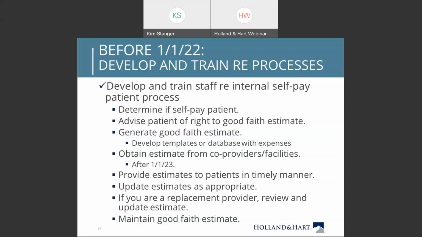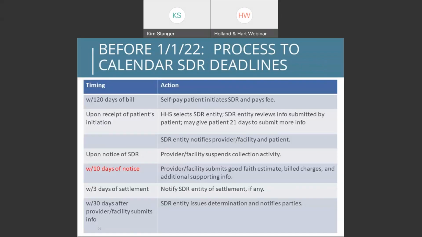If you are a replacement provider, you're going to want to review and update your estimates. Otherwise, you're going to be bound by the estimate that was given the patient. And you've got to maintain a copy of that good faith estimate in the patient's medical record. You're going to want to calendar the process for those SDR deadlines.